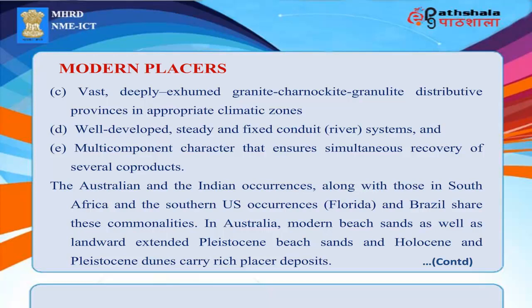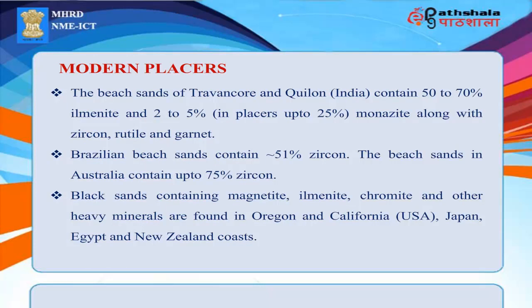The Australian and Indian occurrences, along with those in South Africa and the southern US occurrences in Florida and Brazil, share these commonalities. In Australia, modern beach sands as well as landward extended Pleistocene beach sands and Holocene and Pleistocene dunes carry rich placer deposits. The beach sands of Travancore and Quilon in India contain 50 to 70% ilmenite and 2 to 5% monazite, along with zircon, rutile, and garnet. Brazilian beach sands contain about 51% zircon. The beach sands in Australia contain up to 75% zircon. Black sands containing magnetite, ilmenite, chromite, and other heavy minerals are found in Oregon and California in USA, Japan, Egypt, and New Zealand coasts.